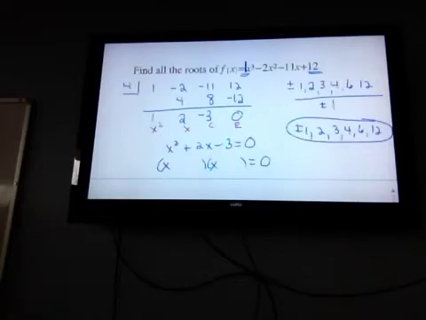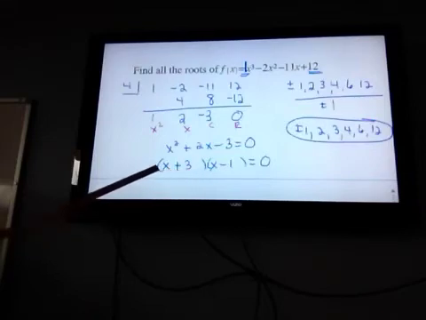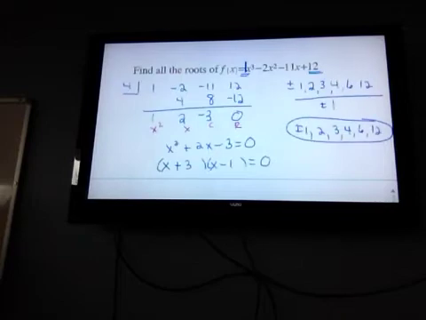I'm going to get a positive 3 and a minus 1. Now this time I'm not looking for factors. I'm looking for roots or zeros or solutions. So x plus 3 would give me a solution of what? Think about, if x plus 3 was the factor, what would you put in that box? Negative 3. So negative 3 is the root. So negative 3 and positive 1.